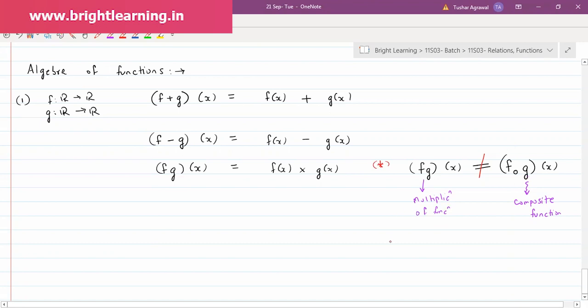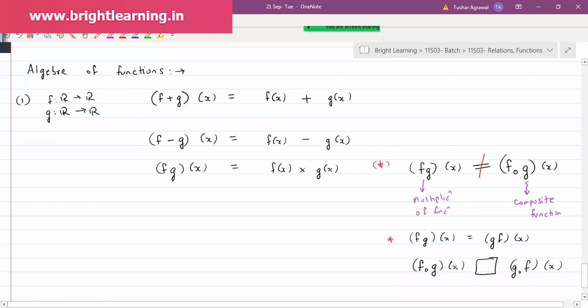And another thing is, you can see that, sir, fg of x is equal to gf of x. Nothing difficult in it. fg is what, sir? f of x multiplied by g of x. gf is what? g of x multiplied by f of x. It's one and the same thing. But f of g of x and g of f of x, they may be same, they may not be same. There is no such guarantee. So that's a dangerous area. Keep these two remarks in mind.